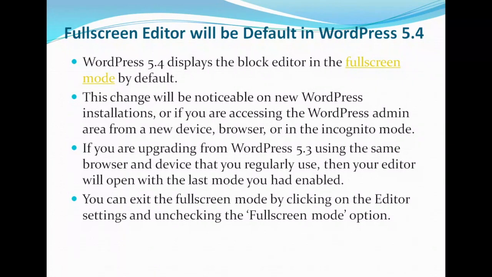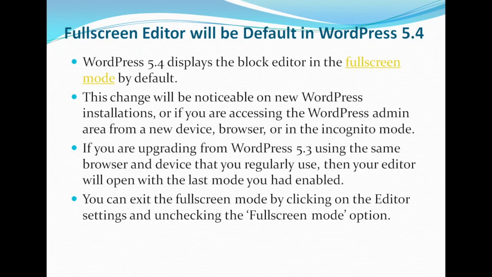If you are upgrading from WordPress 5.3 using the same browser and device that you regularly use, then your editor will open with the last mode you had enabled. If you want to exit full screen mode, you can easily exit it by clicking the settings icon and unchecking full screen mode. And if you want full screen mode, you can also make the block editor full screen.